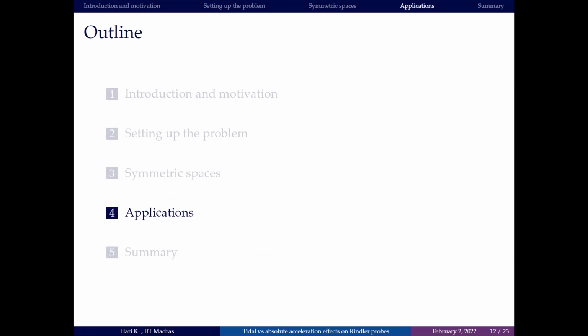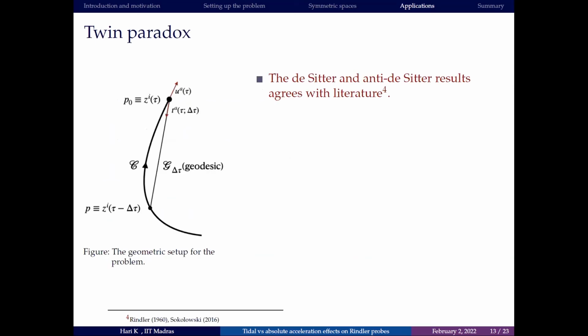Let us see how we can apply these results. The first application, classically, is the twin paradox, because the geometrical setup is the same. Two twins start from P and are separated. One twin is accelerated with a constant acceleration, and the other twin follows a geodesic curve. Finally they meet after some time at P naught. Then you can relate the differential aging of the two twins using our expression.